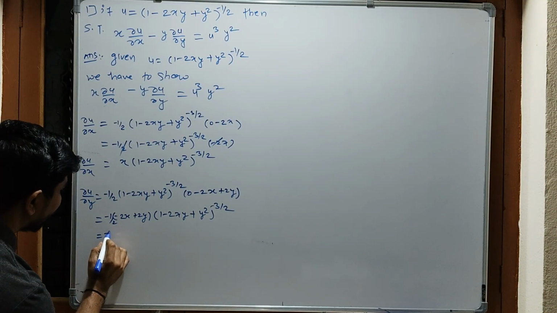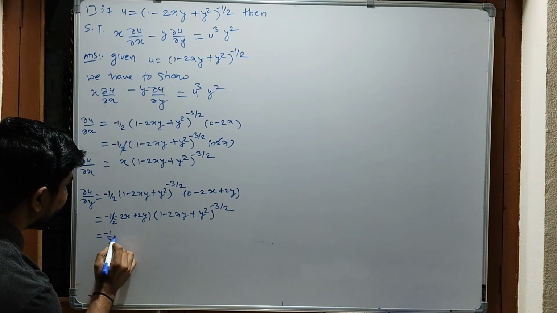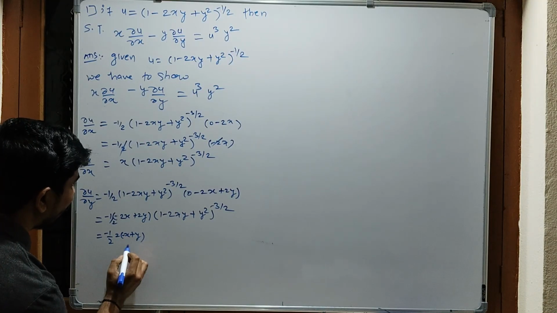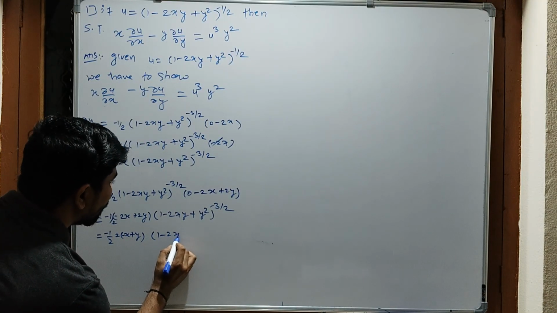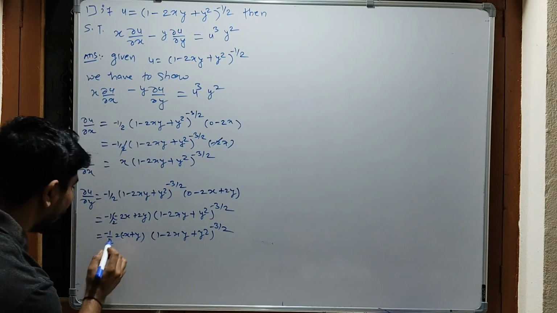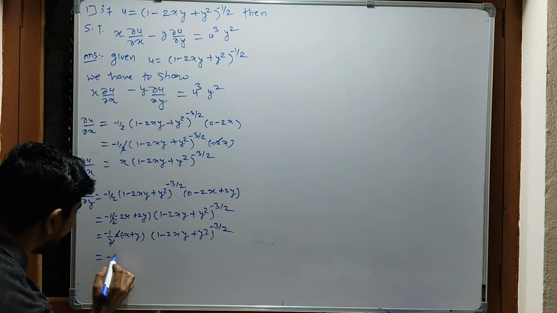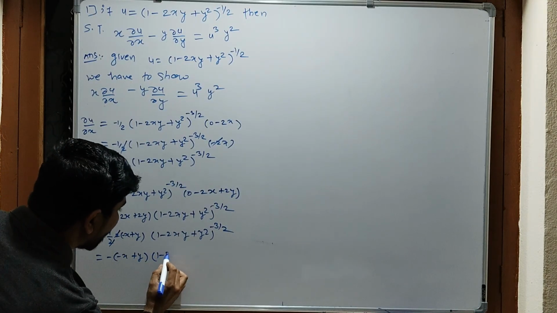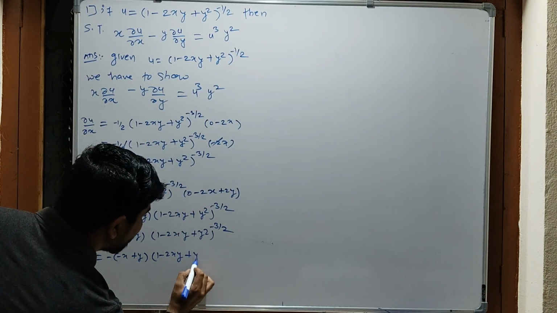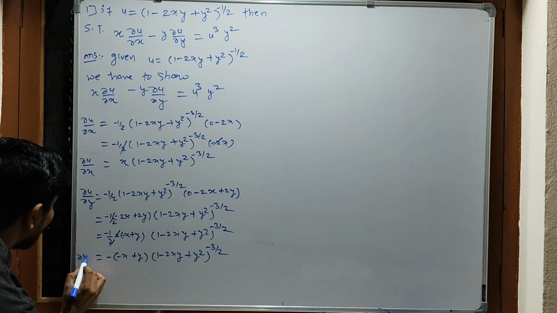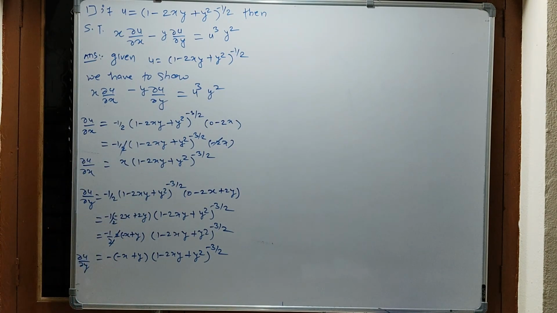So here this is minus 1 by 2. I will take 2 common from here, this is minus x plus y, times (1 minus 2xy plus y square) to the power minus 3 by 2. So this 2 cancels with this, which is equal to minus x plus y, times (1 minus 2xy plus y square) to the power minus 3 by 2. This is my dou u by dou y.